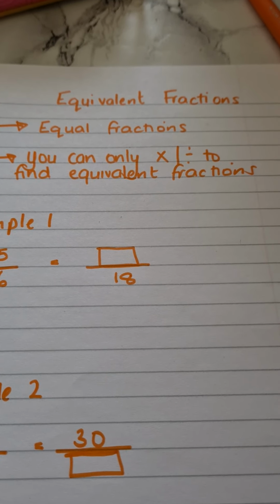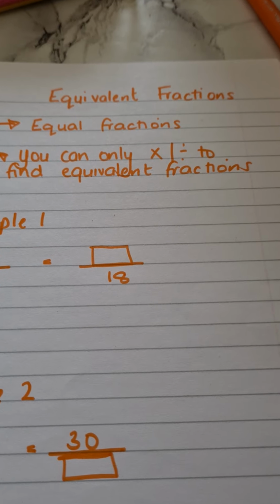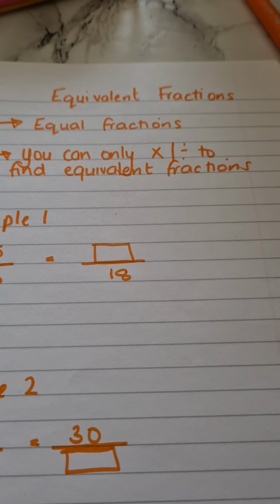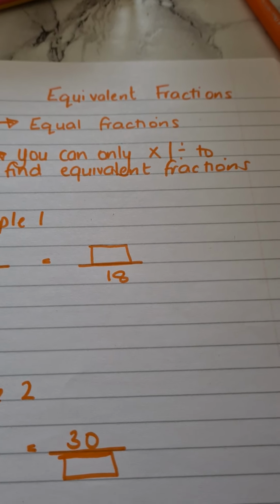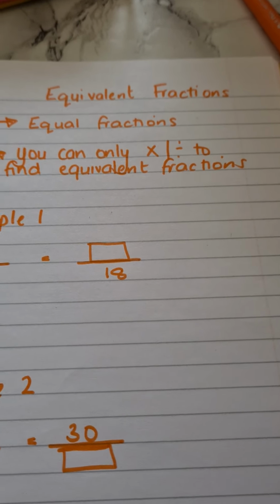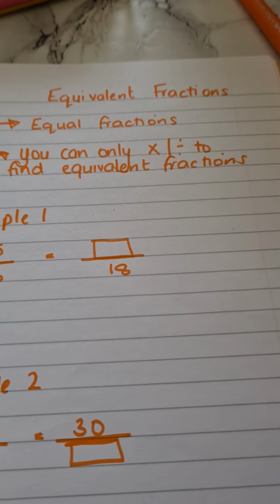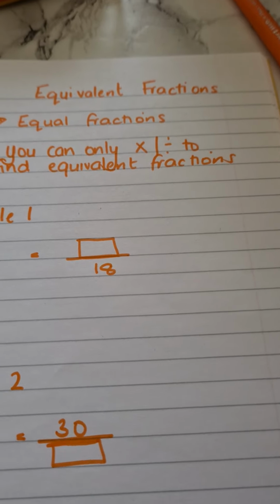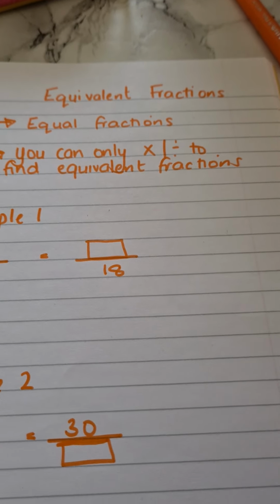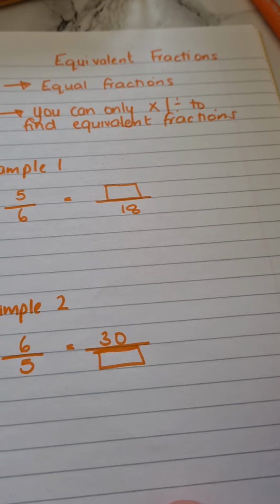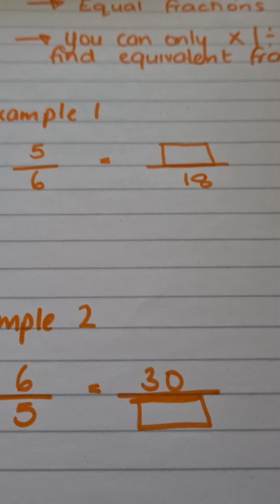There are two fractions that may be different numbers, as in 2/4 and a half, but they are equal when you start sharing them out in a little diagram. How do you find equivalent fractions? Through multiplying and dividing only. You will not add and you will not subtract. So two little examples of types of questions that you could get asked.